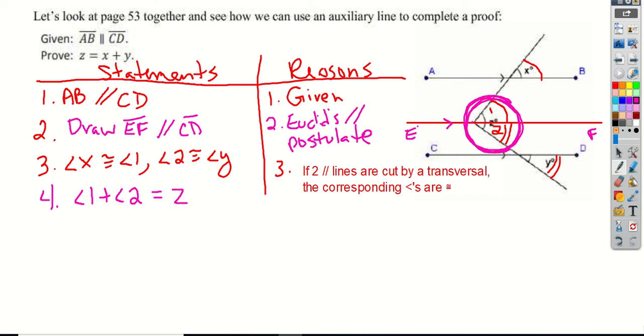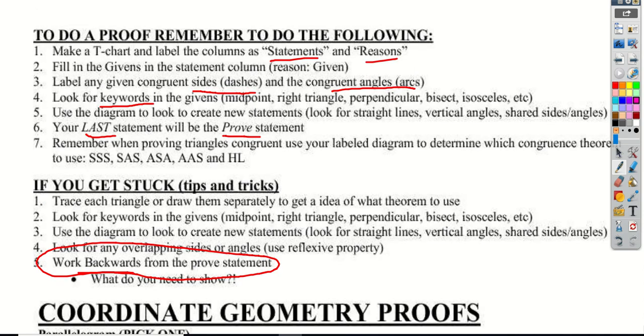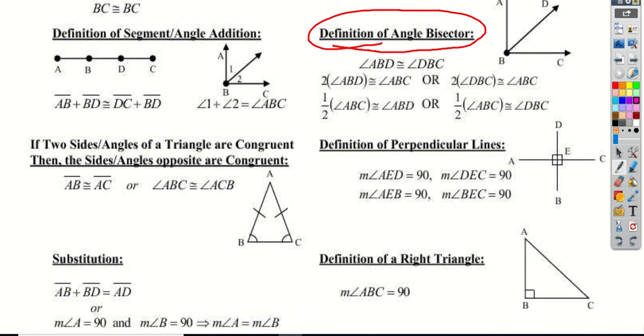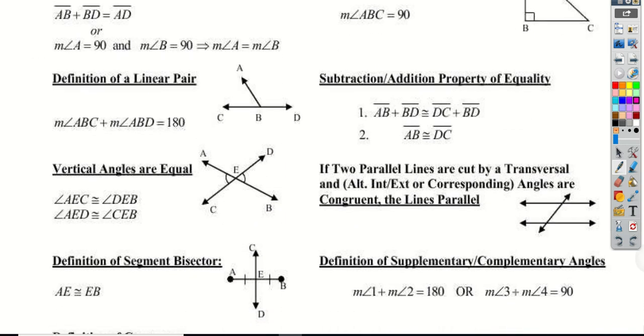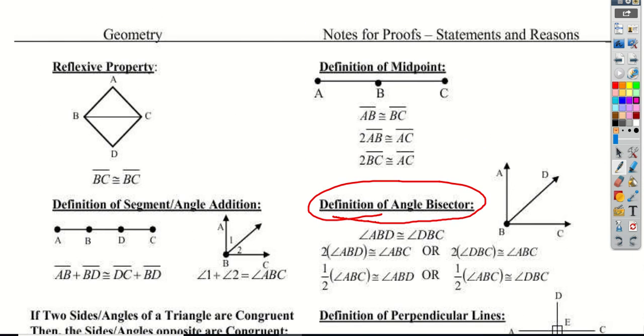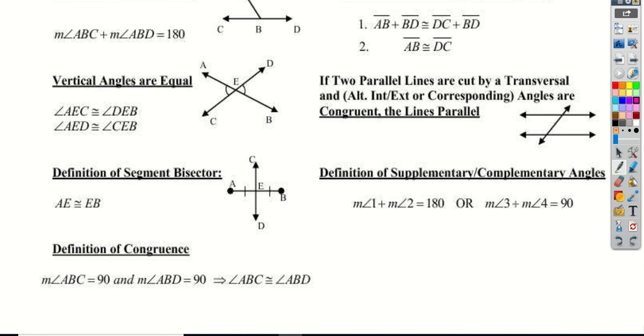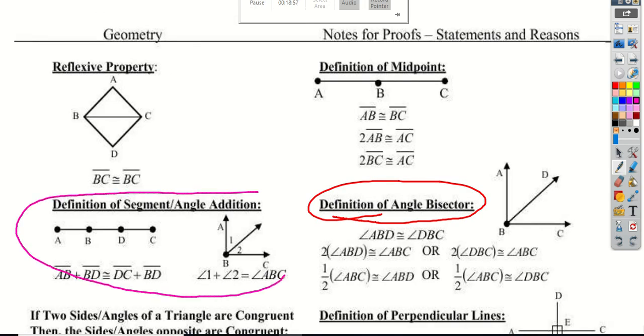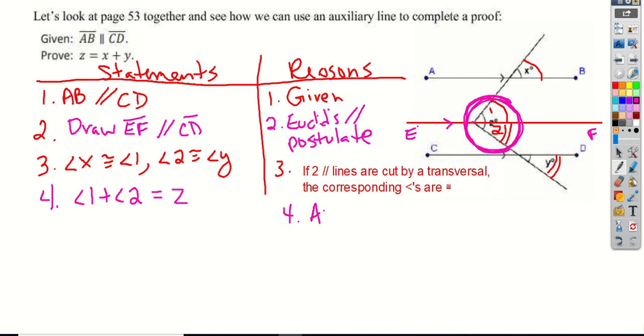And the reason for this, if you look in our proof notes, is called angle addition property. Let me find it. Hold on a second. We'll pause it while I find it. It's right here. Angle addition. So I can add 2 angles together to form a bigger angle. That's called angle addition property. So we're going to write down angle addition property.